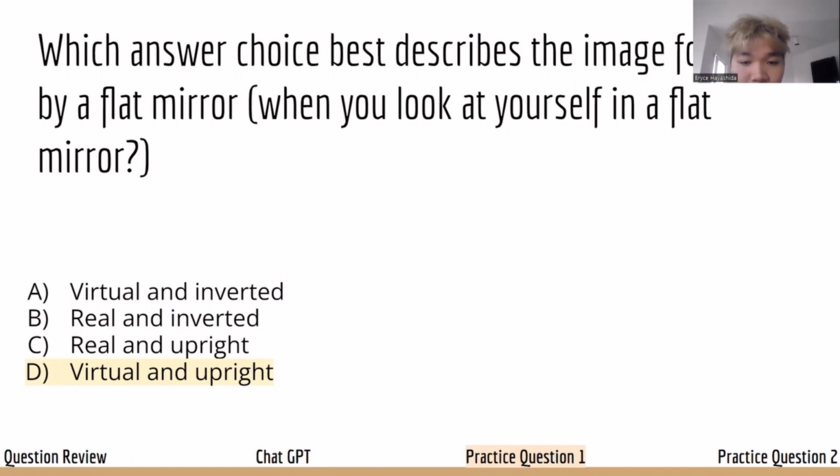And then for answer choice B, real and inverted, a real image is formed when light rays converge at a specific point and can be seen at one location. But in the mirror, the light rays don't converge at one point. So that's the definition of a virtual image. Also, the flat mirror's reflection is going to be upright, and your image will not be upside down when looking at yourself. And then for C, real and upright, again, the image will not be real because the rays do not converge at one point, but instead the image reflected appears as though it is behind the mirror.